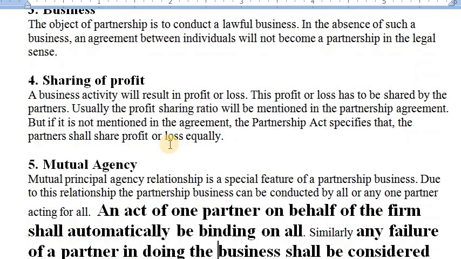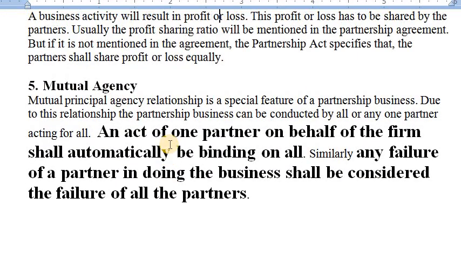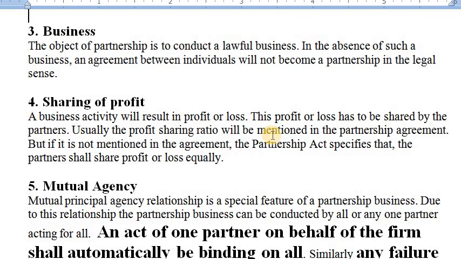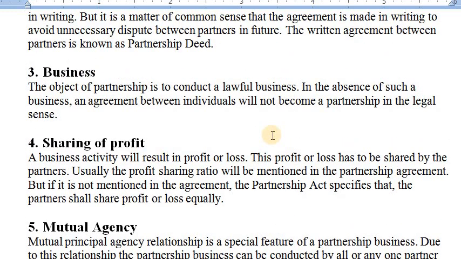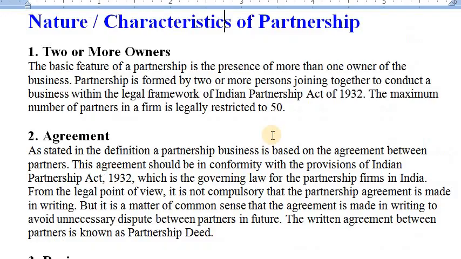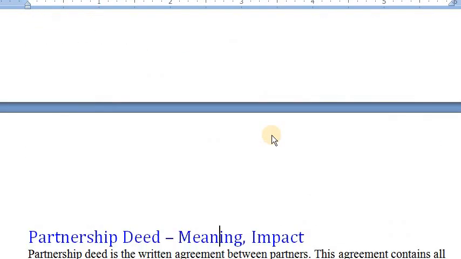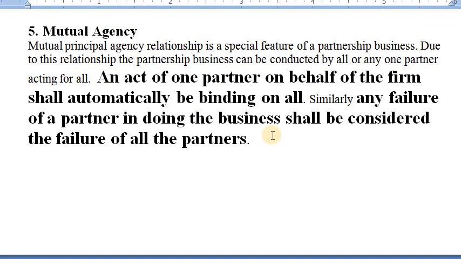An agreement between the partners is known as, okay, there is mutual agency thing that you must know. Mutual agency, okay, among all the other features, okay, the others are all self-explanatory. By just looking at it, you know what it is. Agreement or 2 or more owners, agreement, business, sharing of profits. But only thing, mutual agency is something you need to know very well.